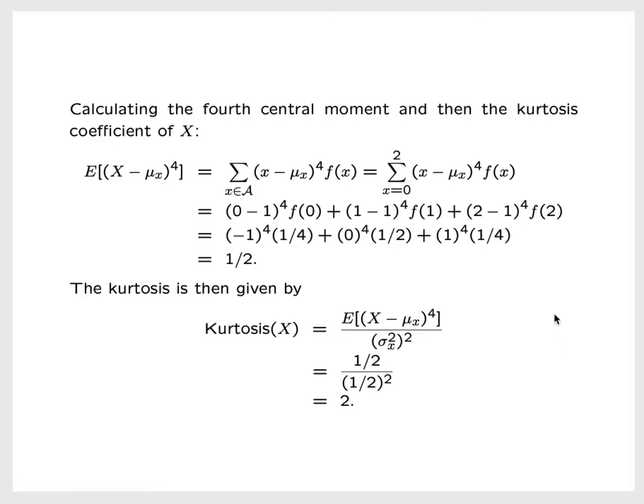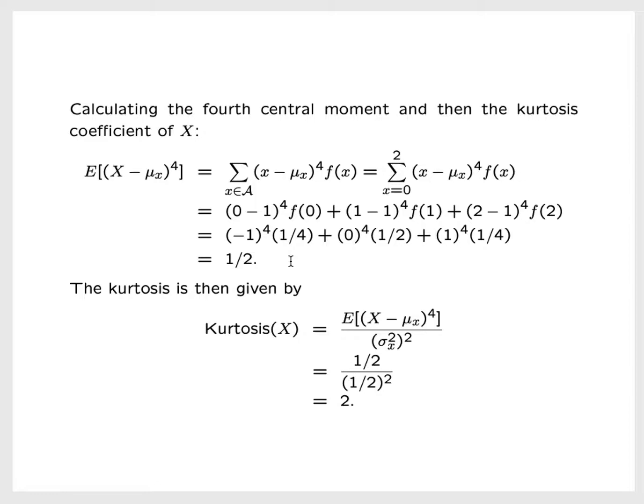And then finally, we'll calculate the fourth central moment, and from that we'll calculate the kurtosis of the distribution of x. So the fourth central moment, the expected value of x minus mu raised to the fourth power, is 0 minus 1 raised to the fourth power times f at 0, plus 1 minus 1 raised to the fourth power times f at 1, plus 2 minus 1 raised to the fourth power times f at 2. And so again, we get 1/2.